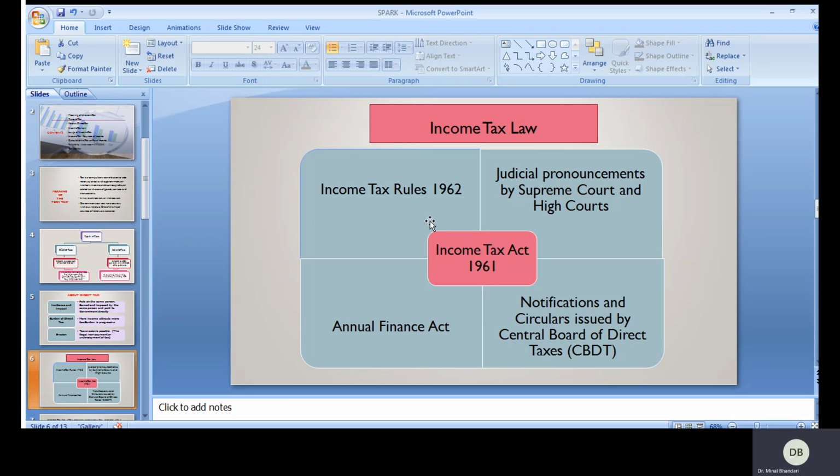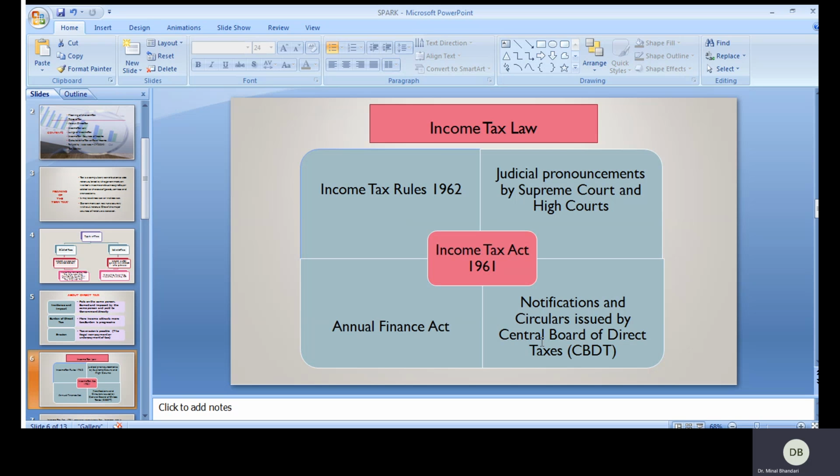Second one, the Income Tax Rules 1961. They also provide guidelines for income tax. Third, judicial pronouncements by the Supreme Court and High Courts are also there. And fourth one, the Annual Finance Act. And fifth one, income tax law includes notifications and circulars issued by the Central Board of Direct Taxes, which is called CBDT.